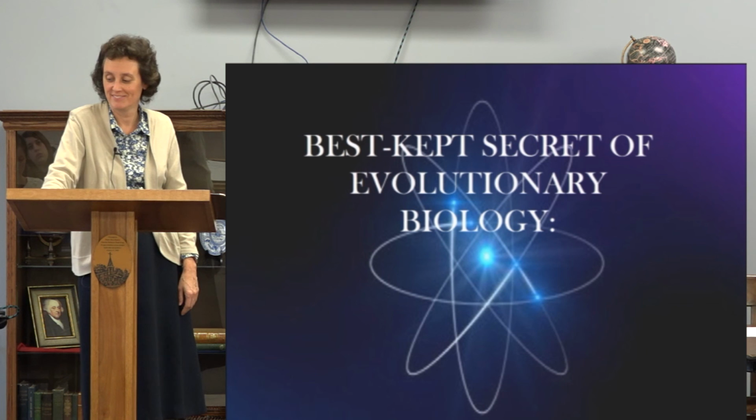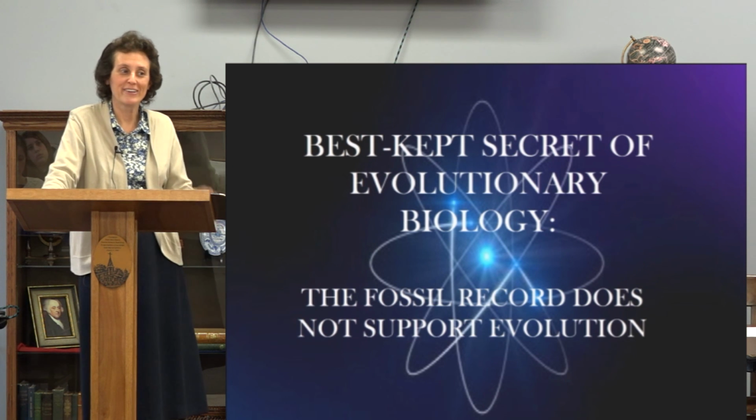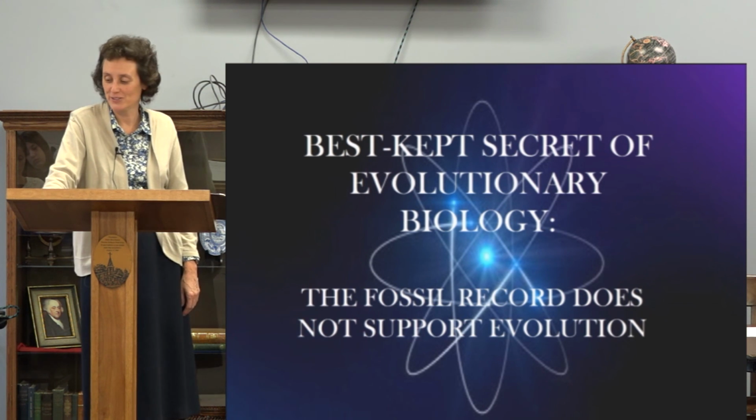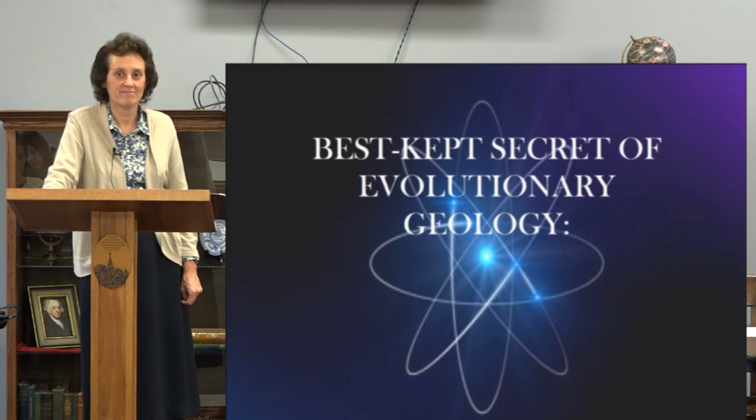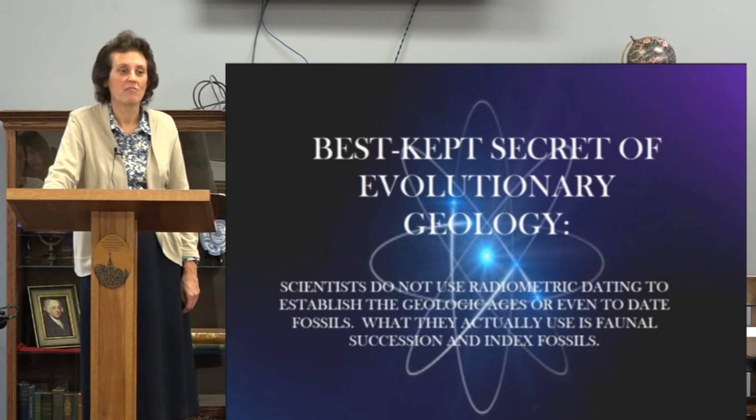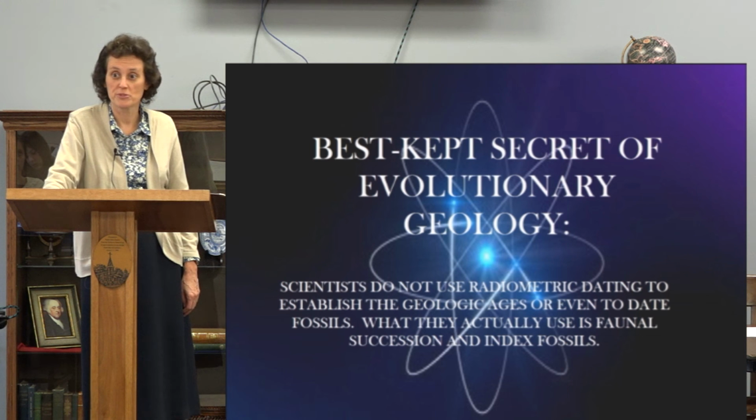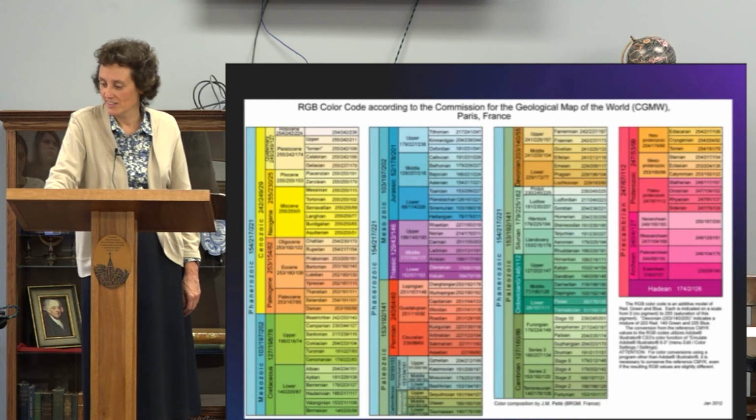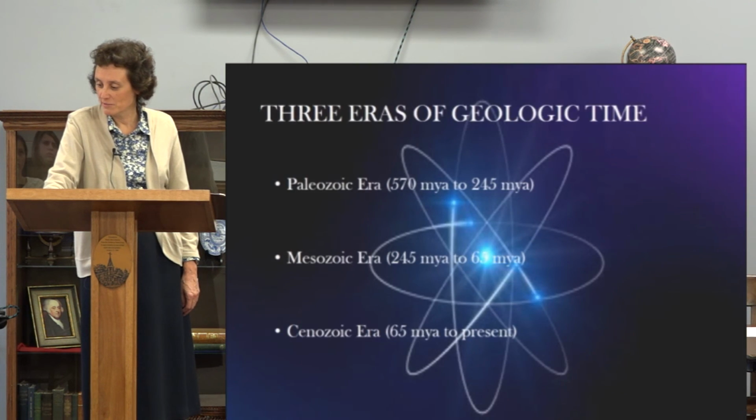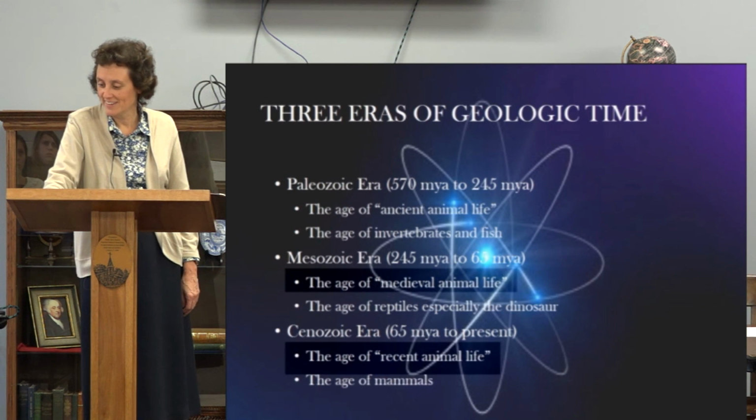Don't forget, best kept secret of evolutionary biology. What is it? Fossil record doesn't fit and isn't used. Best kept secret of geology now. What is it? The radiometric dating is hardly even used. What's used? Correlation, faunal succession, index fossils. There's the geologic column. Some of you did not get these.